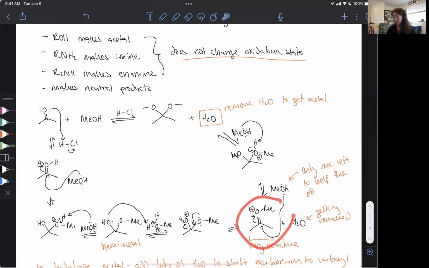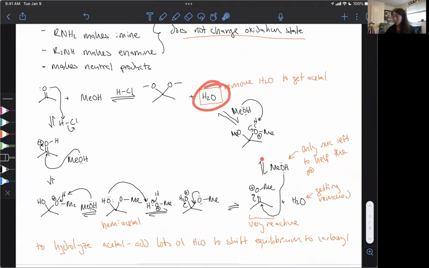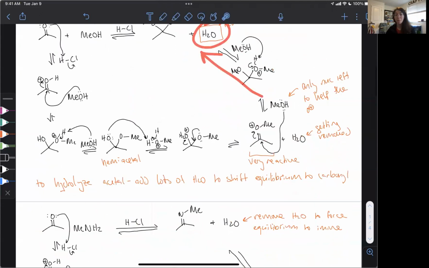Because that's positively charged, we talked about how we have to have something else come and help deal with the fact that this is highly electrophilic. The only thing that we have around is more alcohol. So we're essentially going to be destroying that carbonyl in favor of getting ourselves to a neutral product. And because we're removing water, we're forcing the equilibrium in that direction.